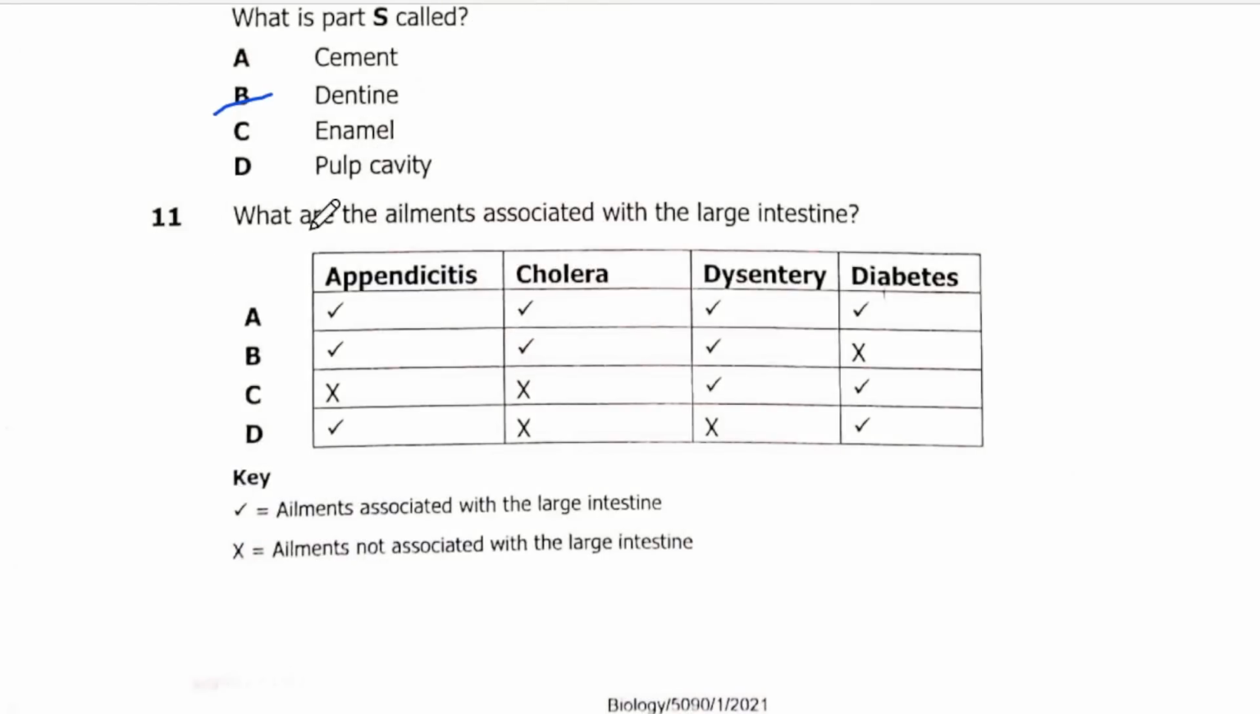11. What are the ailments associated with the large intestines? So when you see the word ailments, it's the same as the diseases. So we have appendicitis. Yes, this one is involved with the large intestines where the appendix actually gets swollen. Cholera, yes, and also dysentery. Diabetes, no, this actually deals with the pancreas as well as the liver. So here the correct answer was B.